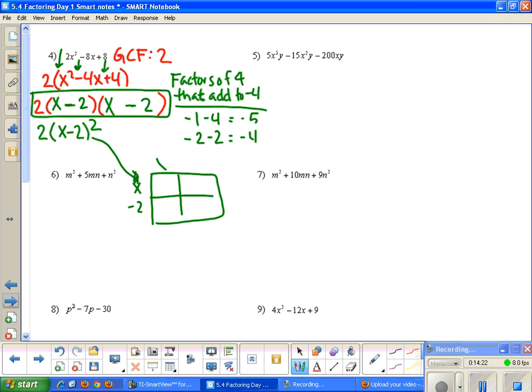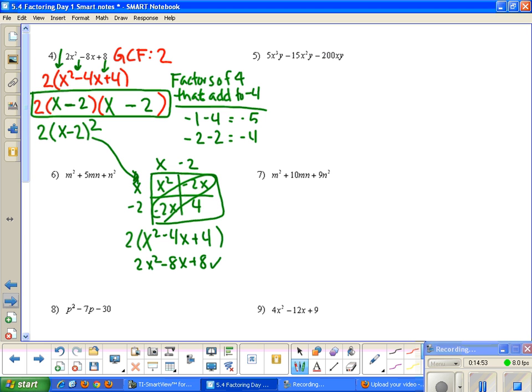So x minus 2, x minus 2. x times x gives me x squared. x times negative 2 is negative 2x, negative 2x, and negative 2 times negative 2 would be positive 4. So we get x squared. These are like terms, so minus 4x plus 4, and then don't forget we had that 2 in front originally because we factored that out. So 2 times x squared gives me 2x squared. 2 times negative 4x gives me negative 8x. 2 times 4 gives me plus 8.